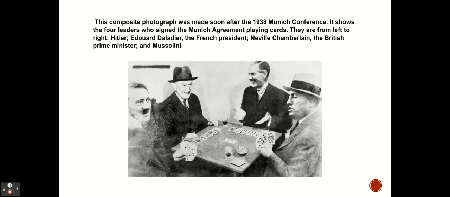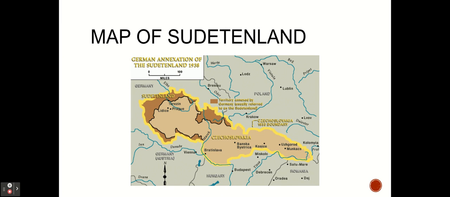You've got the photograph here. This composite photograph was made soon after the Munich conference. It shows the four leaders who signed the Munich Agreement playing cards: Hitler, Daladier, Neville Chamberlain, and Mussolini. We've looked at a few of those already. You've got your map here, showing the territory annexed by Germany, usually referred to as Sudetenland, and that's the land that Germany claimed effectively.